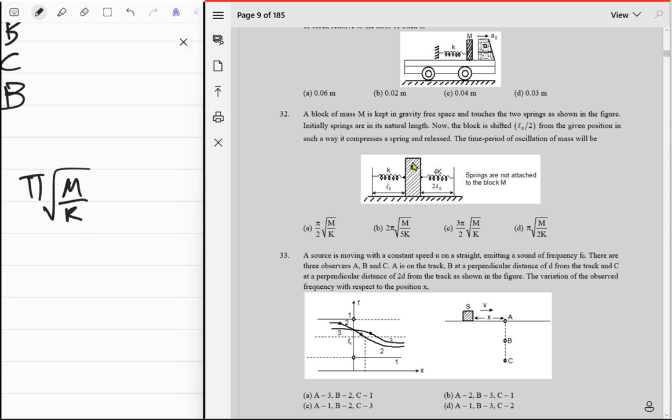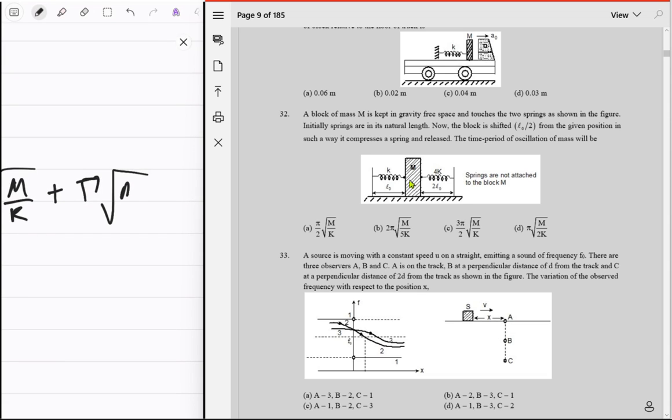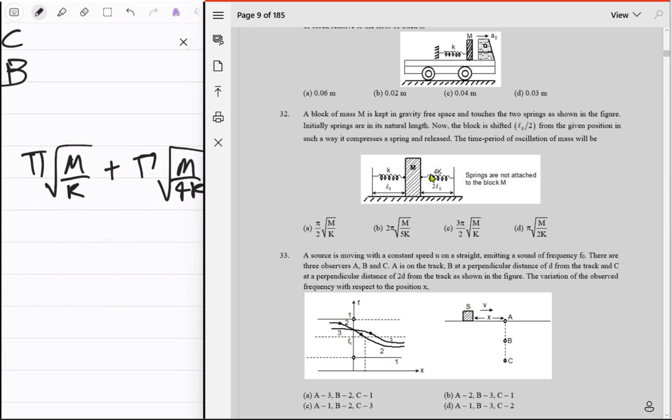ये जो चीज़ है, that's time required for the first half, and then pi square root of m upon 4k, that's time required for the second half oscillation, right? Springs are not attached to the block. अपने वही तो किया, इनफैक्ट अपने कुछ अलग थोड़ी ना किया. If these were attached, तो फिर यहाँ पे 5k वो होता, that's not what we did. So pi square root of m upon k for this half, and then pi square root of m upon k times 1 plus 1 upon 2. So C is the answer.